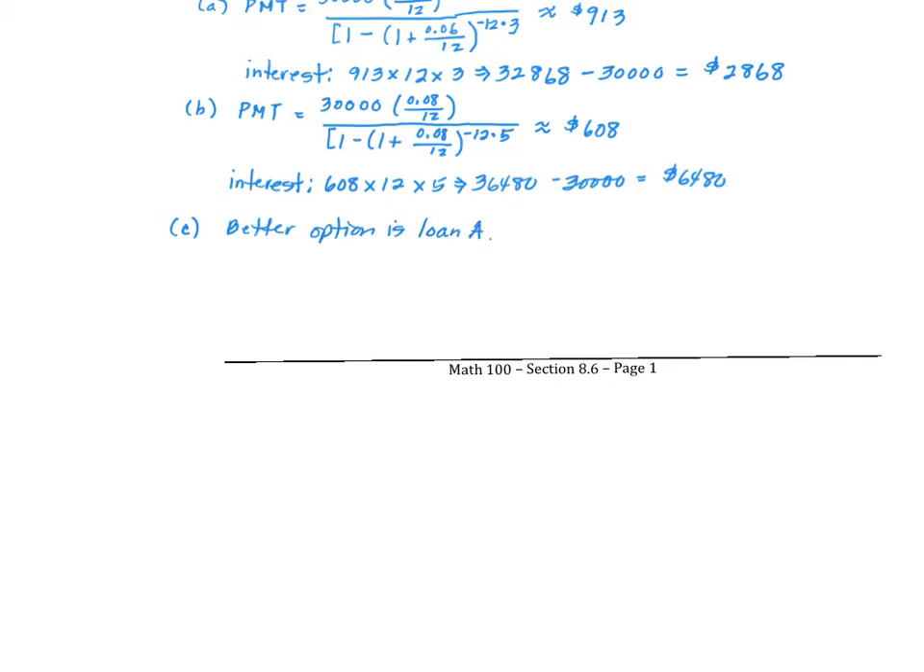And the reason being is that you pay much less interest. So when you think about the total amount you actually did pay for the car, which would be the loan amount plus interest, loan A, you paid $32,868 total, and loan B, you've paid $36,480 total. So you had lower payments, but since it was stretched out for a longer period of time, you ended up paying more in interest. So the better option is loan A.